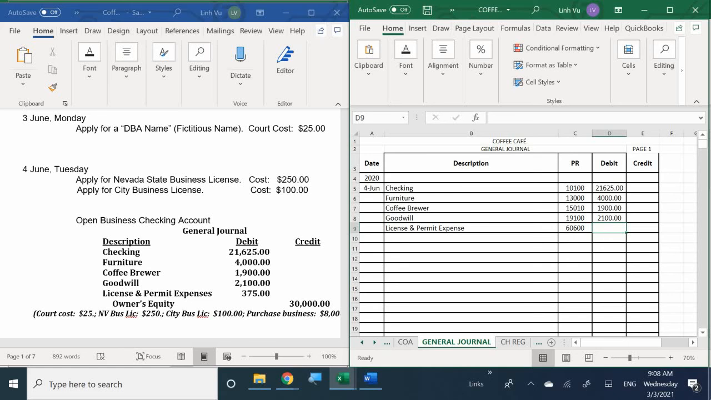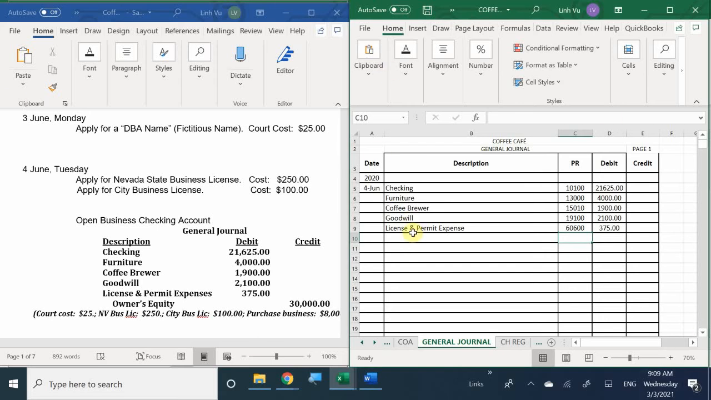375. So it's 250 for the Nevada state, 100 for the city, and an additional $25 for the court costs. So in this case, that's a grand total of 375. Okay. And then lastly, a credit, because that's what equity is. We're increasing our equity. How do we increase our equity? Credit. You would credit the account. That's how you increase your equity.